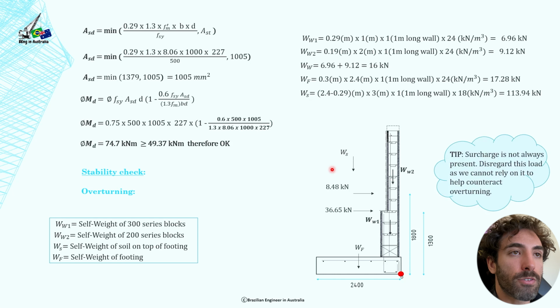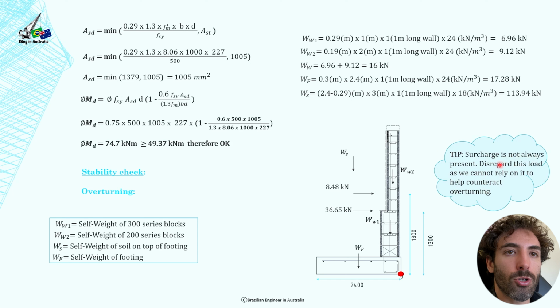And now the self-weight of the soil. The self-weight of the soil is pretty much all the soil that we have on top of this footing here, and that is 2.4, which is the length of the footing, minus the thickness of this block, times the whole height of the wall, times 1 meter of length of wall, right? So that's 1 meter of soil into the page, times the unit weight of the soil, which is 18. That gives us 113.94.